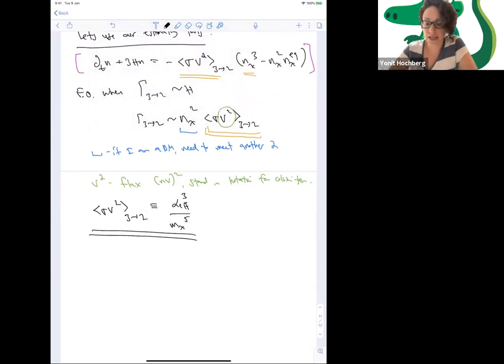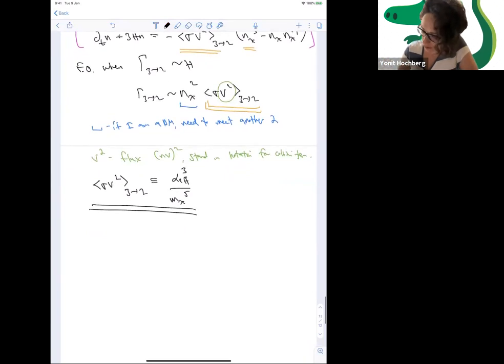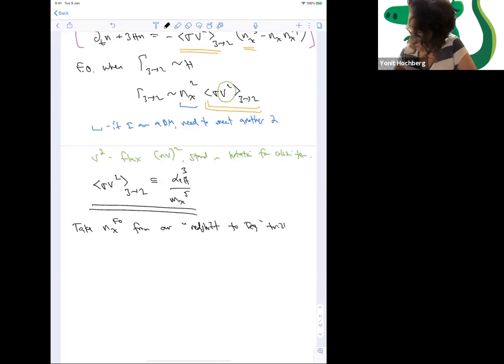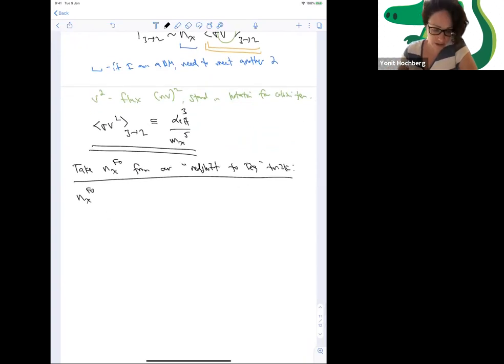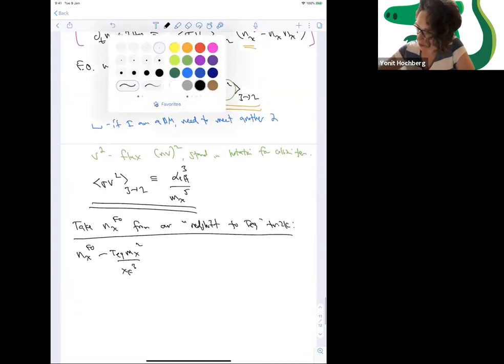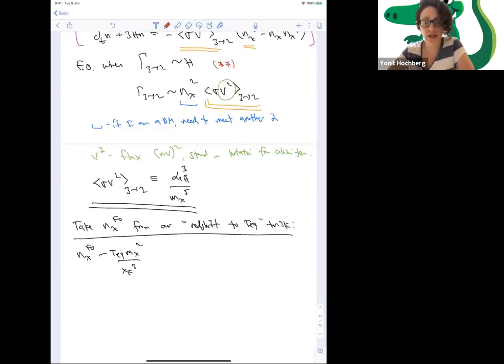Now we take this and want to understand when freeze out is happening. We do a very similar trick to what we did for the WIMP. We take our number density of dark matter at freeze out from the result we got before, from our redshift to T equality trick. I'll remind you that the number density of dark matter at freeze out goes like T equality m chi squared over x freeze out cubed. Let me give this equation a name, a double star: this is the freeze out point.